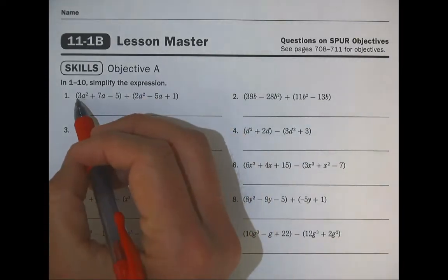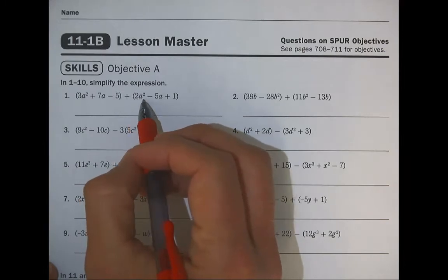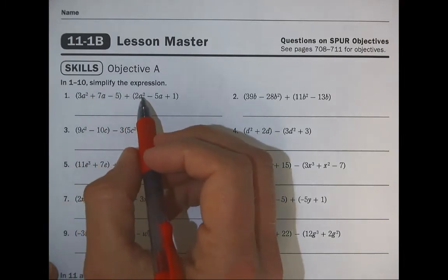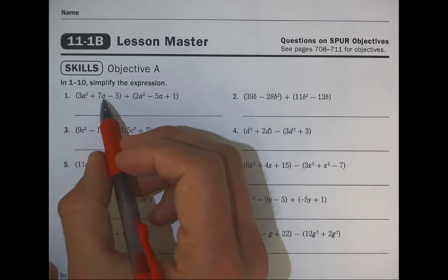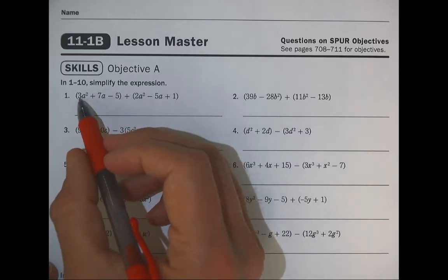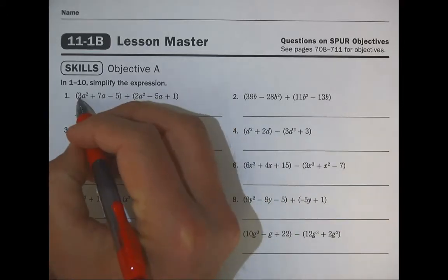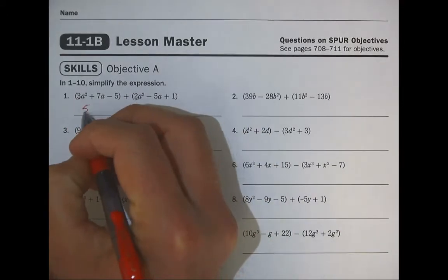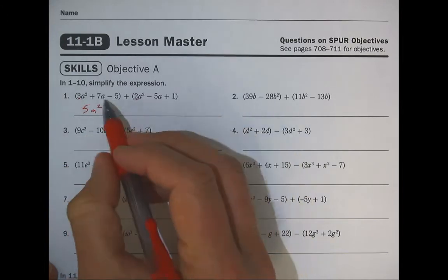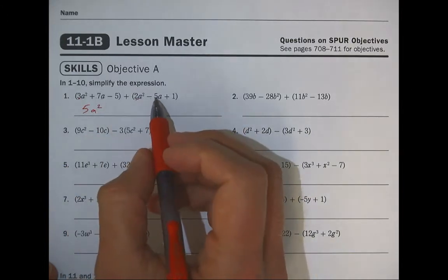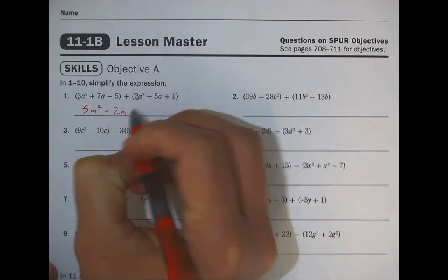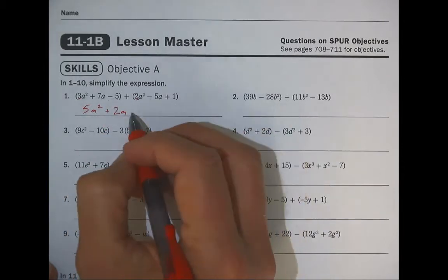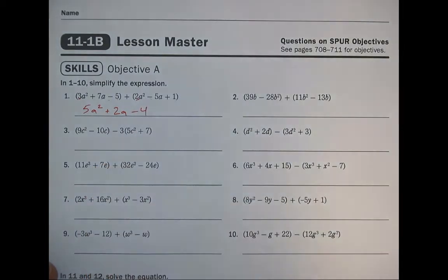Okay, so we're going to combine a 3a squared and a 2a squared. The only thing we can combine are like terms. They have to have the same, not just variable, but exponent on that. So an a can't go with an a squared. So these two together, just look at the coefficients, 3 and 2. That's 5a squared. A 7a and a -5a is +2, so you write plus 2a. -5 plus 1 is -4, so you write -4.